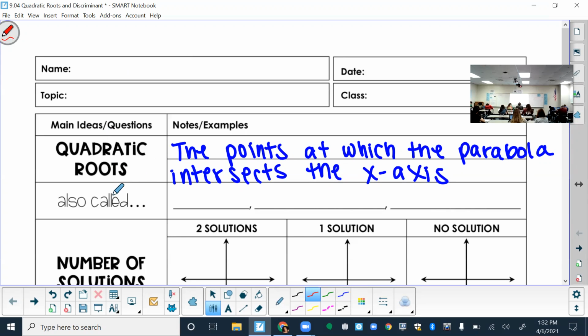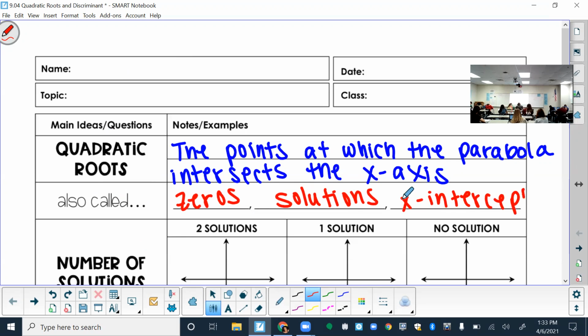There's other names for it that you'll also hear, so be familiar with all of them. But if I said solve for the zeros, or solve, or like what are the solutions? Or what are the x-intercepts? Those are all talking about the same thing. So roots, zeros, solutions, x-intercepts, whatever you want to call them, are wherever the graph touches the x-axis.